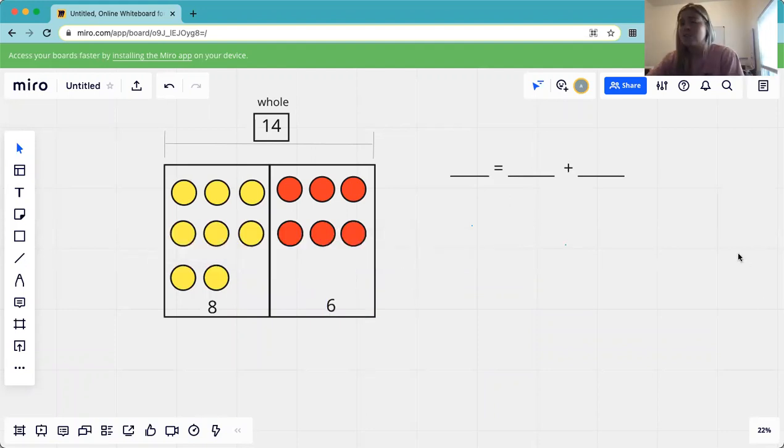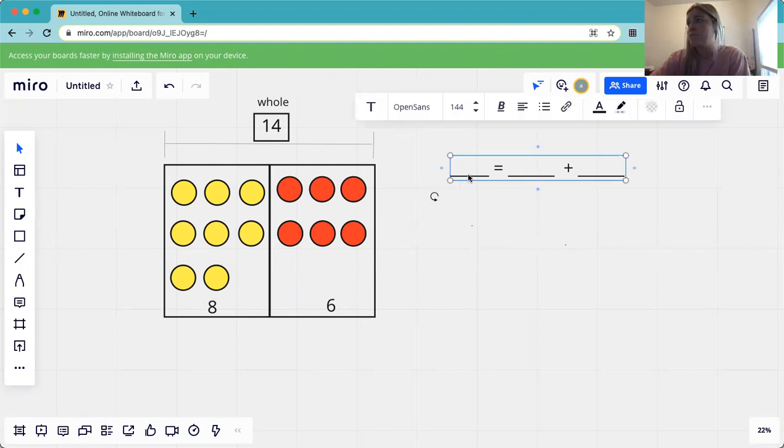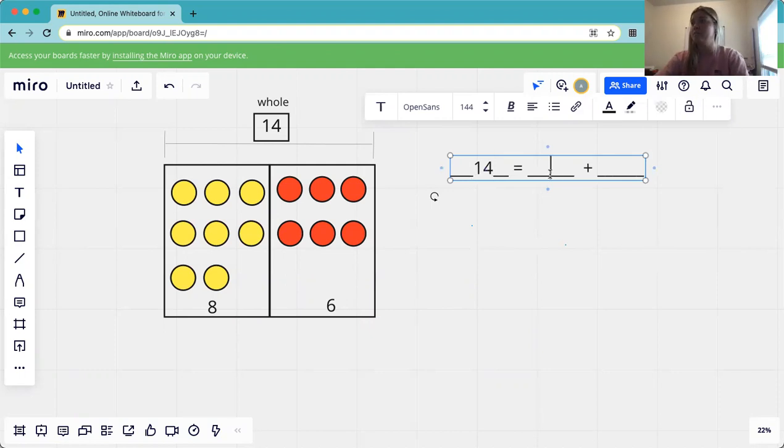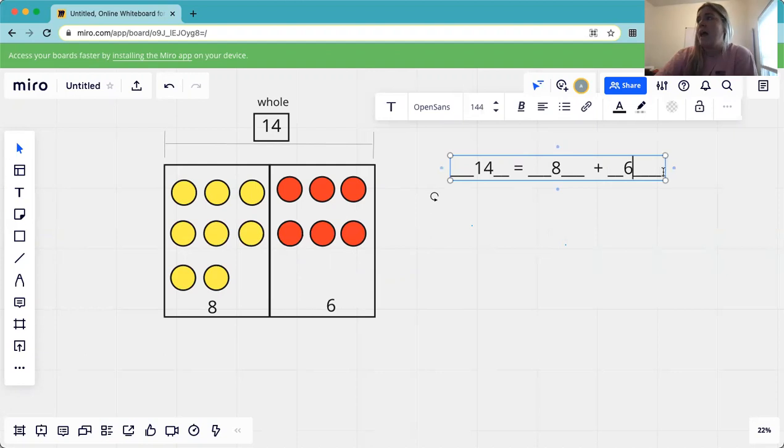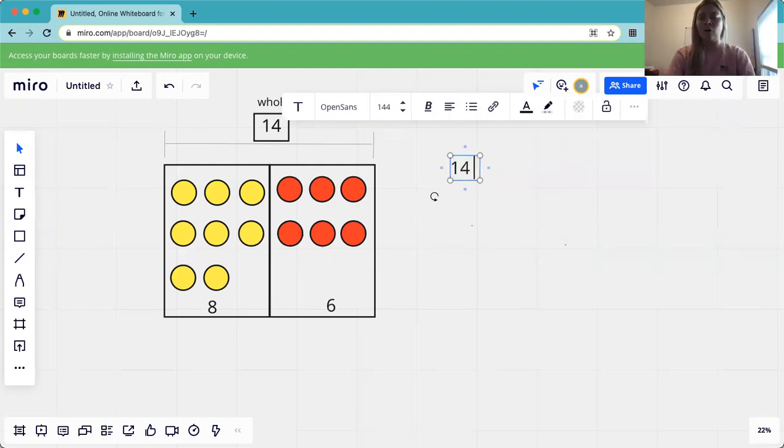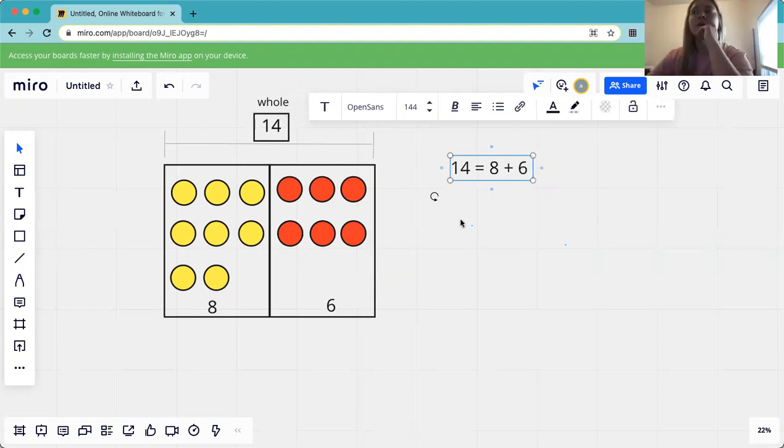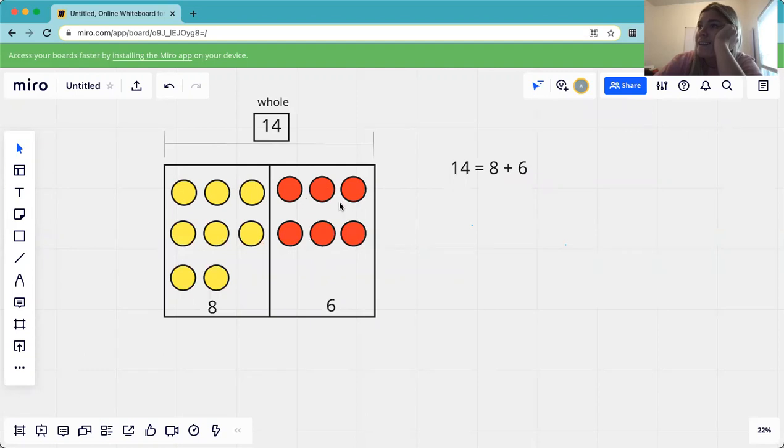All right, so I'm going to go ahead and start out with our addition. So looking at this, I know my whole is 14. All right, and now I need to go ahead and figure out my parts. Well, we see them right here. We know what our parts are. Our parts are 8 and 6. All right. And I'm actually going to count them to help me with it. All right, so 8, 9, 10, 11, 12, 13, 14. So 8 plus 6 equals 14, or 14 equals 8 plus 6.